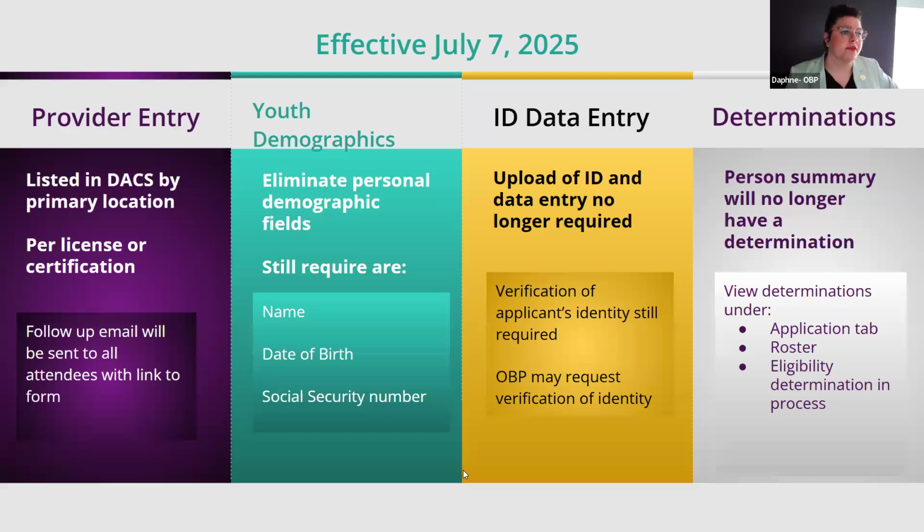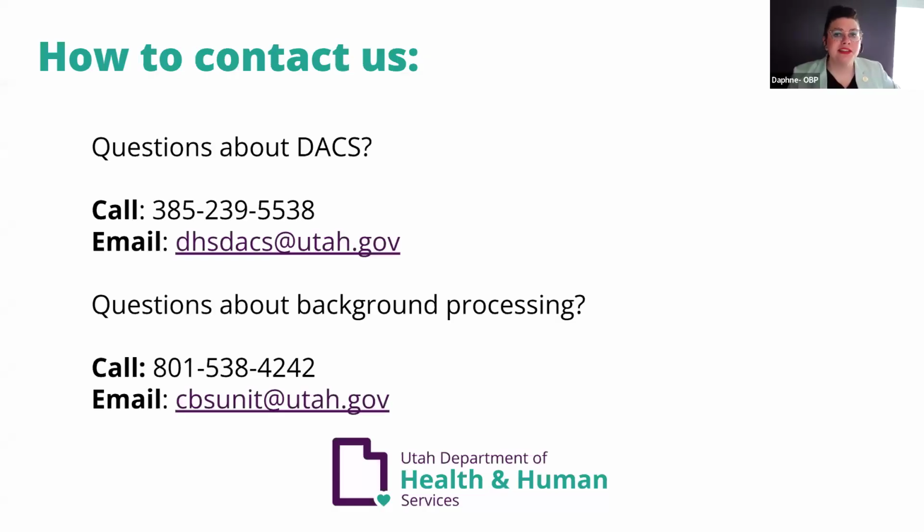This is our contact information. Again, if you have any questions about DACS, password resets, how the system itself functions, you can call 385-239-5538 or email dhsdacs@utah.gov to get those questions answered.